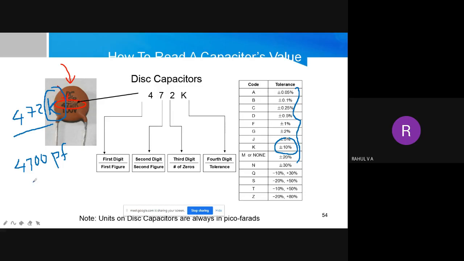Okay, so that is what the value means, plus or minus 10%. Or you can write 4.7 nanofarad. Both are correct.